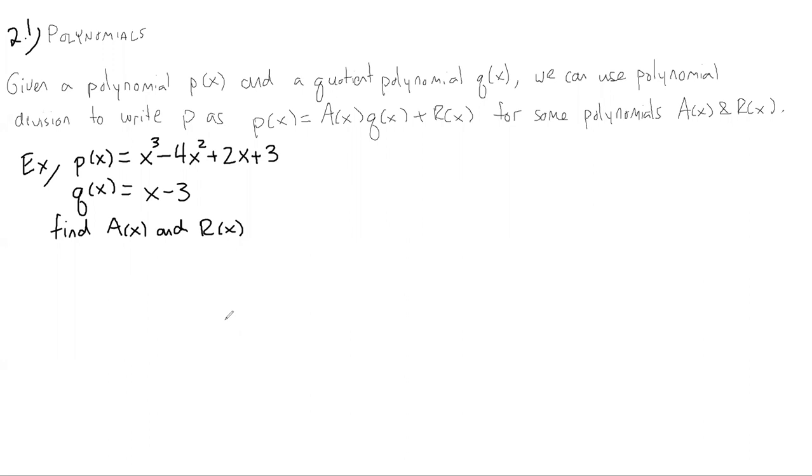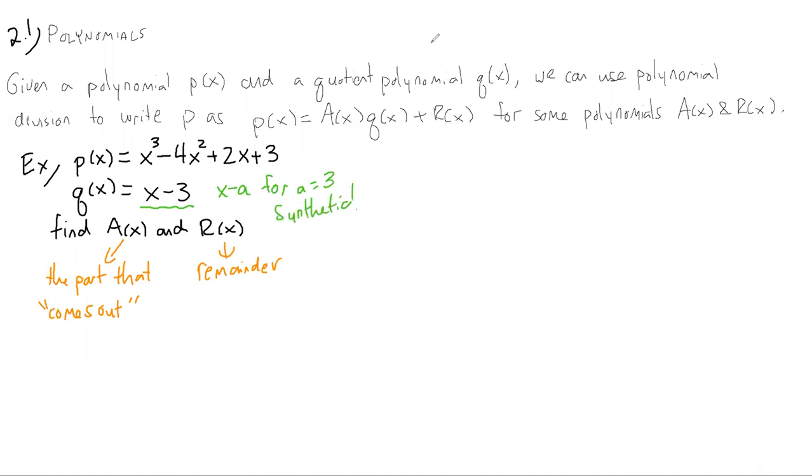So we're just going to follow the same thing as before. If we set up division, A of x is the part that comes out. It's not a technical word. And R of x is going to be the remainder, which at least is a little bit more technical. So we can set up any division of P over Q. In this case, we do have a nice linear setup. This is x minus a for a equals 3. So we can use synthetic division, which is nice and fast.